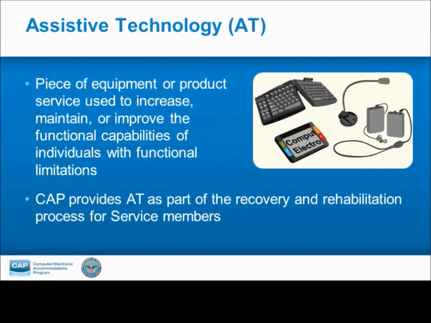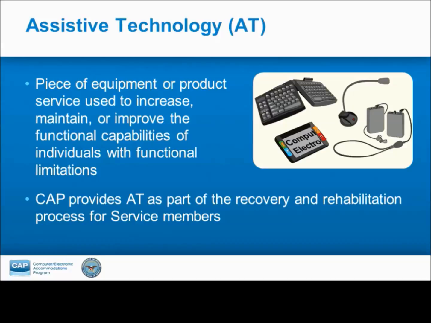Now, before getting into the details of the instruction and how CAP operates, let's take a moment to ensure everyone has the same baseline information about assistive technology. Now, assistive technology, or AT, is defined as any item, piece of equipment, or product system which is used to increase, maintain, or improve the functional capabilities of individuals with functional limitations.